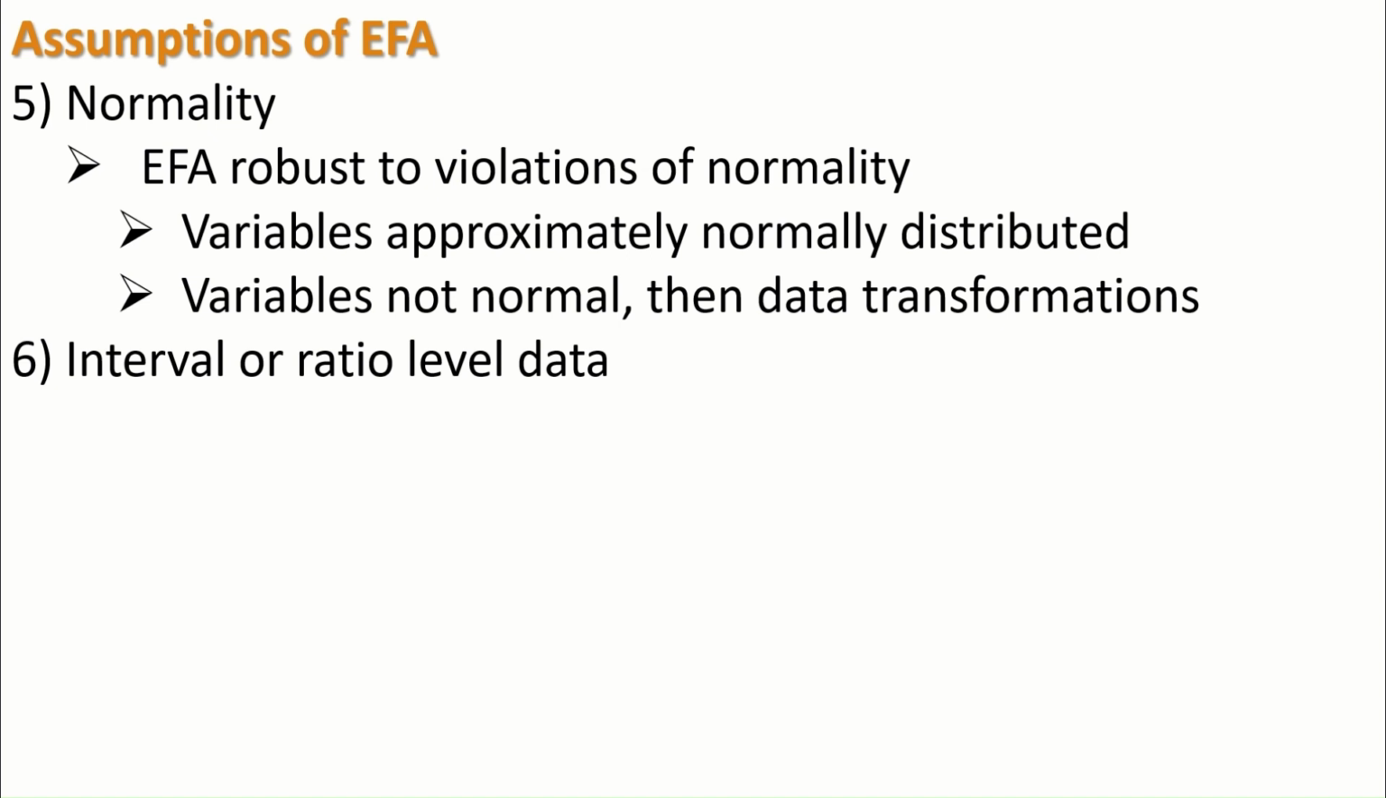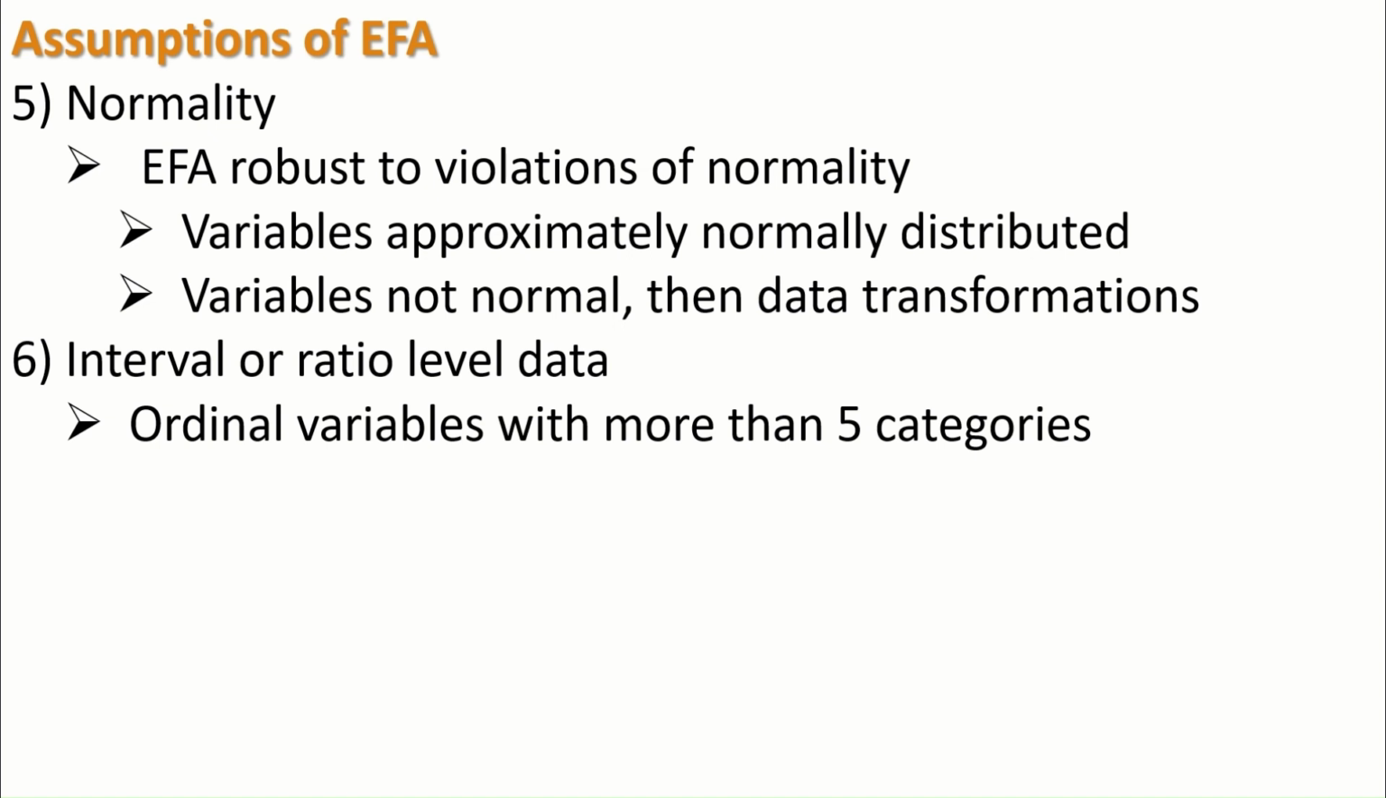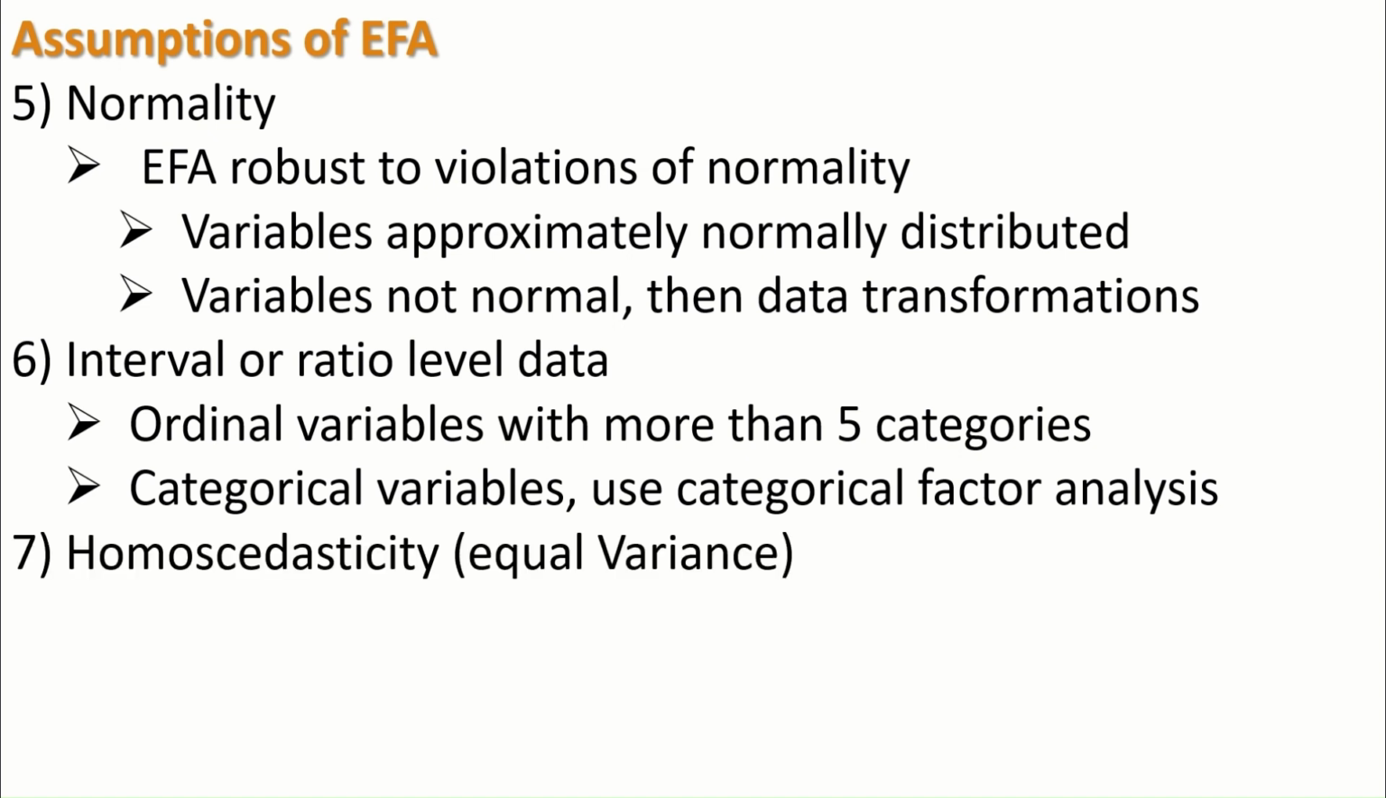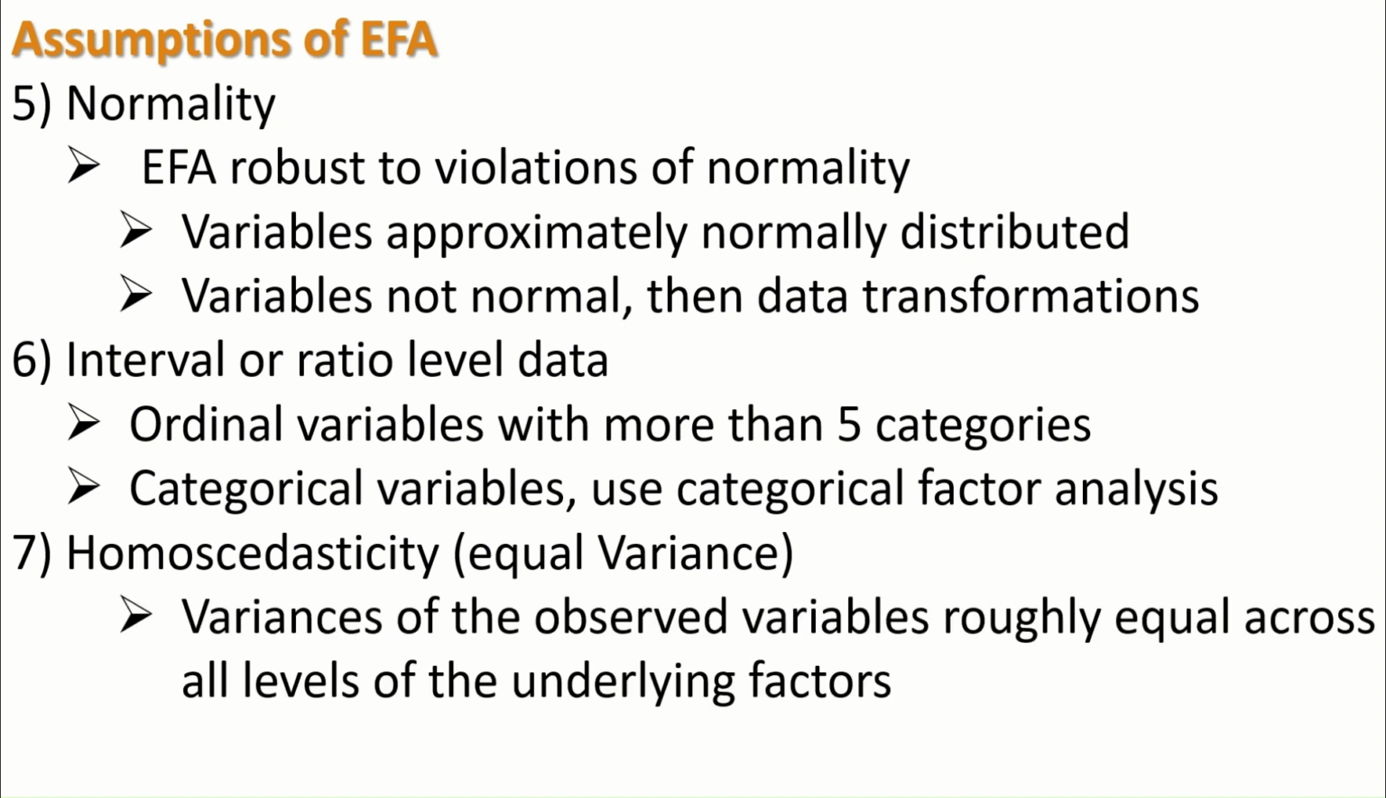The sixth assumption is the interval or ratio level of data. The data should be interval or ratio. For ordinal data, there should be more than 5 categories, and for categorical variables, the best option is to go for categorical factor analysis. The seventh assumption is the homoscedasticity, which is equal variances. The variances of the observed variable should be roughly equal across all levels of underlying factors.